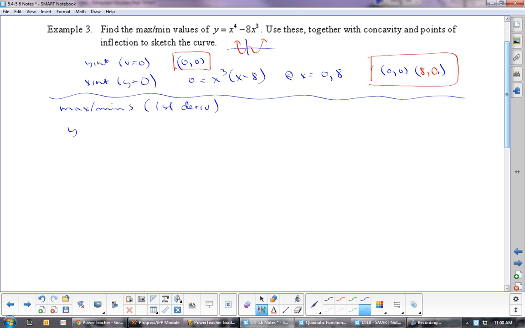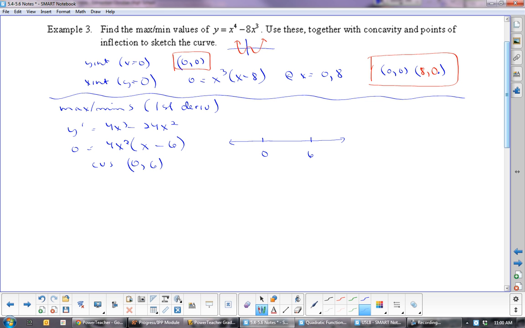Okay, so y prime would equal 4x cubed minus 24x squared. So 0 happens when we take out a 4x squared, leaving me with x minus 6. Okay, so critical values at 0 and 6. Now we could go right to the second derivative, but I do find it is always good to find my intervals of increase and decrease. So 0, 6.